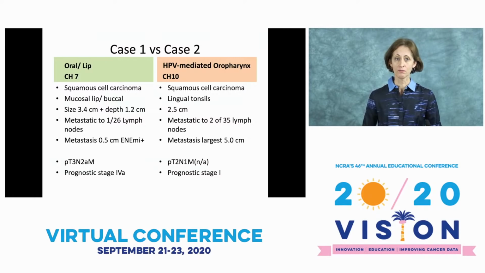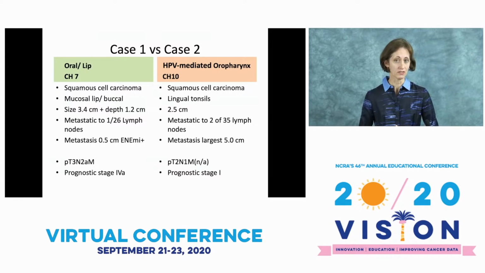So on our lip, mucosal lip and buccal, our oral cavity chapter, depth was very important. That upstaged it, as well as then, even though it was a small lymph node metastasis, only 5 millimeters, the presence of the node itself and then the extranodal extension really changed the prognosis in this patient to stage 4A. The HPV-associated oropharyngeal cancer, on the other hand, still by size, is a T2. Again, the depth, in fact, does not matter. It doesn't play a part. And although the node was 5 centimeters, and in fact there were multiple nodes, this patient actually is put in a good prognosis category of stage 1.